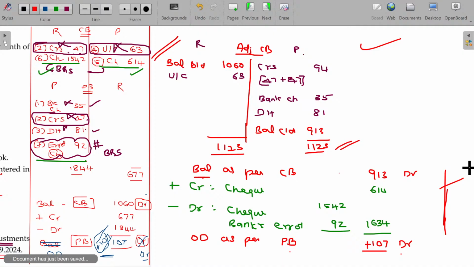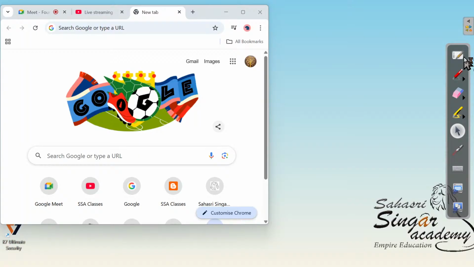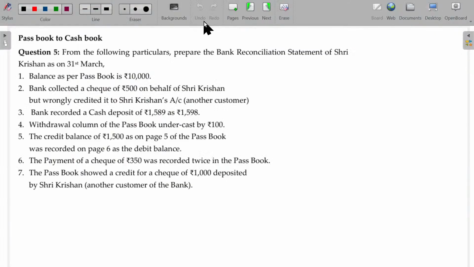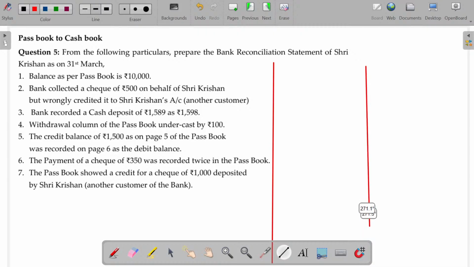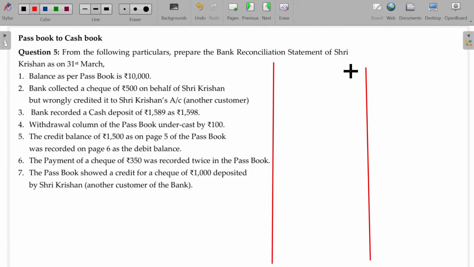After completion, try to solve the fifth question. Question number 5. So what you have to do? You have to start with rough work: cash book as well as passbook, receipt side, payment side, receipt side, payment side. So simple, so simple.